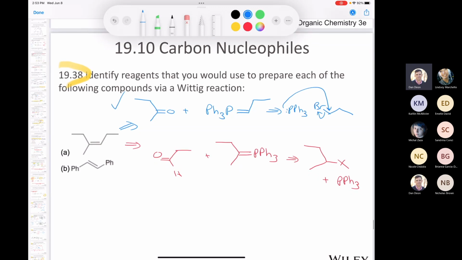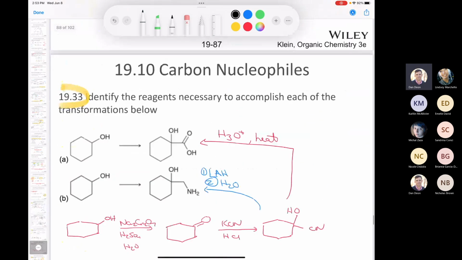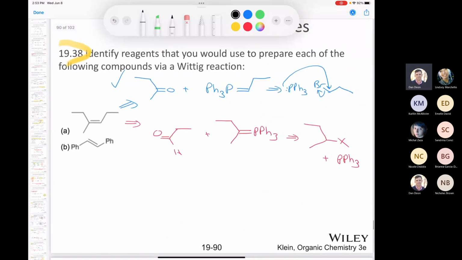So what's that going to look like when you put it all together? Well, it would look something like this. We're just doing A. So I would start with propyl bromide, 1-bromopropane or 1-iodopropane or 1-chloropropane. In the first step, I'm going to treat that with triphenylphosphine. In the second step, I'm going to treat it with butyllithium. That's going to give me my Wittig reagent, which looks like this.